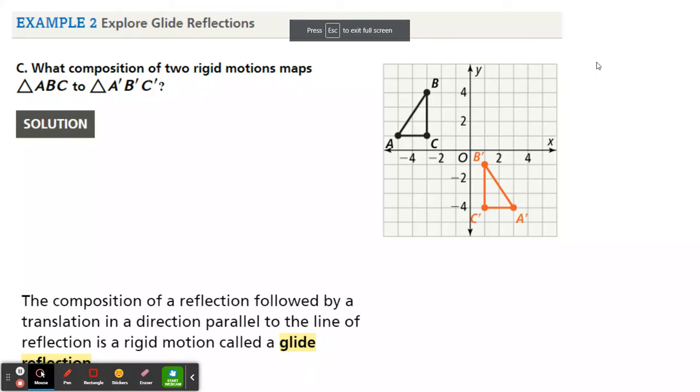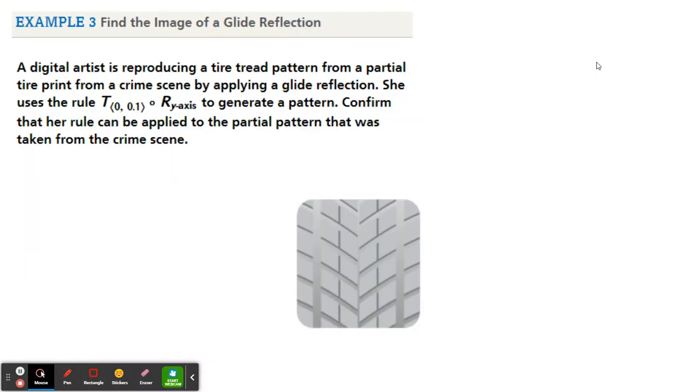Okay, so video 2 on lesson 3-4. All right, so we're going to start with example 3. It says a digital artist is reproducing a tire tread pattern from a partial tire print from a crime scene by applying a glide reflection. She uses the rule translate 0, 0.1 after you reflect across the y-axis to generate the pattern. Confirm that her rule could be applied to the partial pattern that was taken from the crime scene.